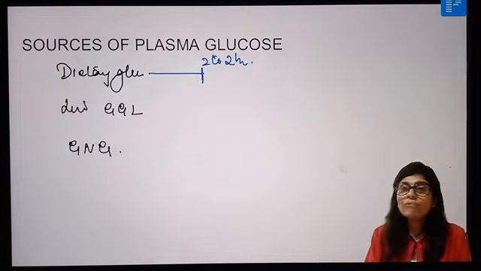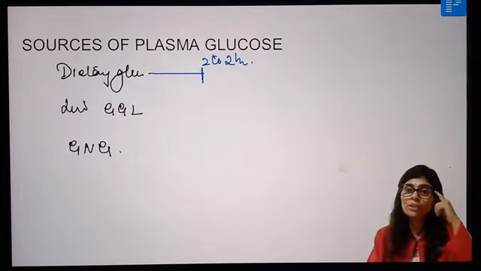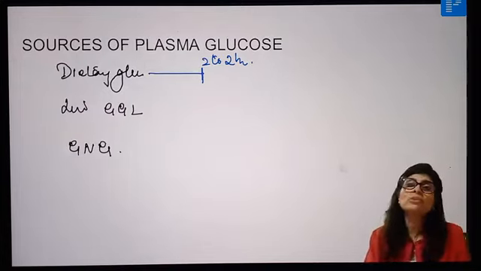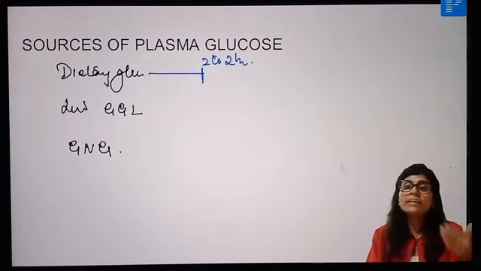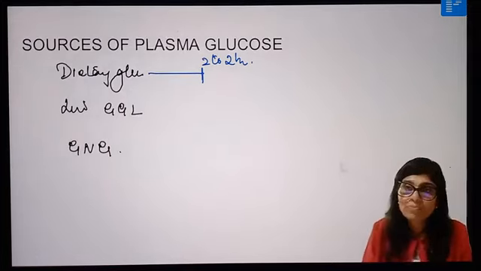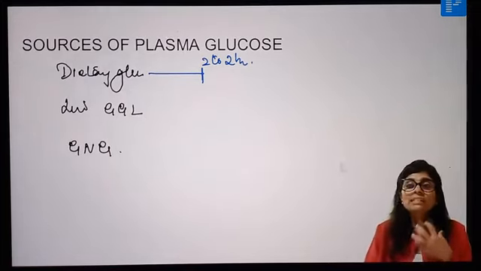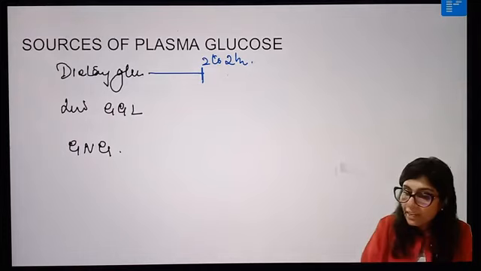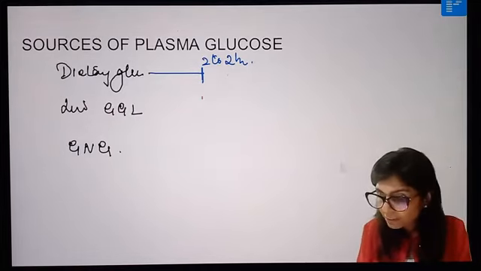But you cannot afford to reduce your blood glucose because your brain is dependent on glucose. So how do you maintain plasma glucose? If diet cannot provide glucose, then liver comes to the rescue. Liver glycogenolysis begins. So tell me, when does liver glycogenolysis begin?